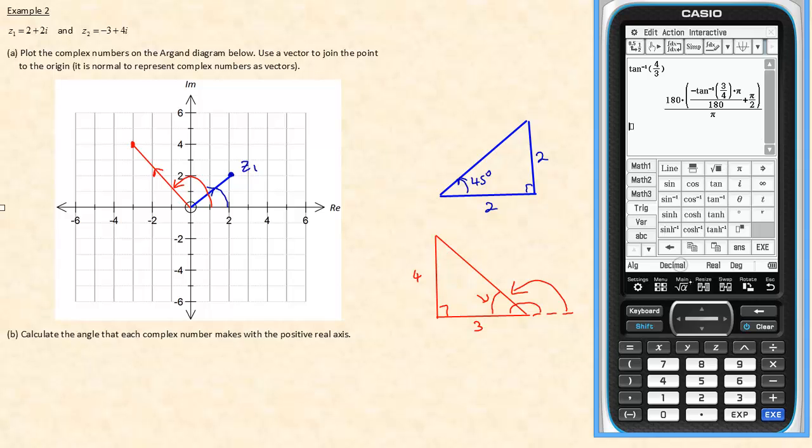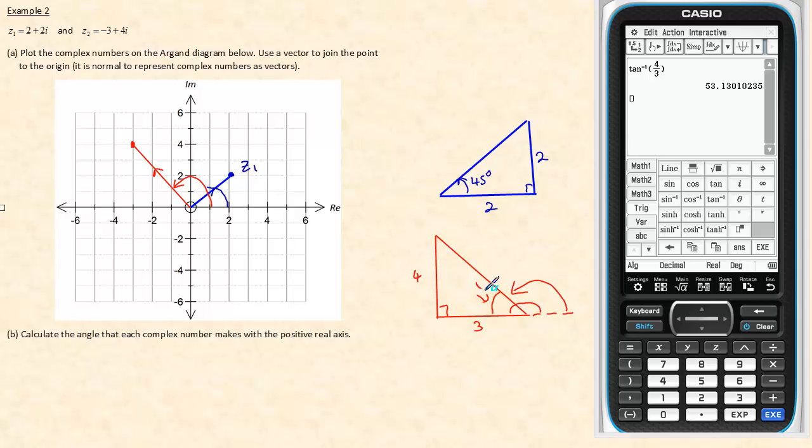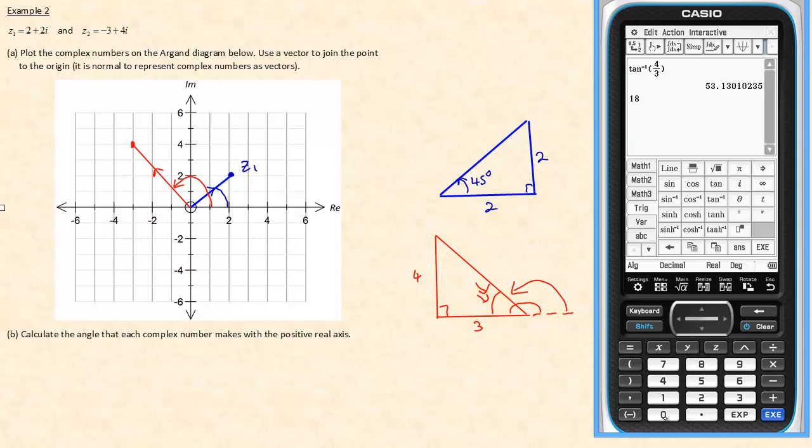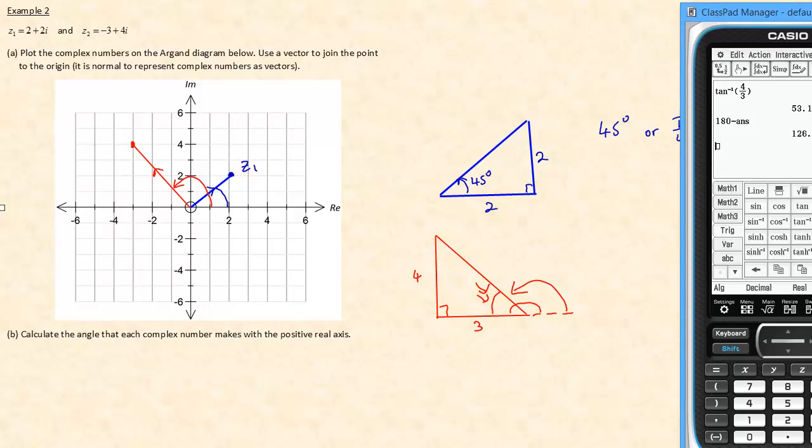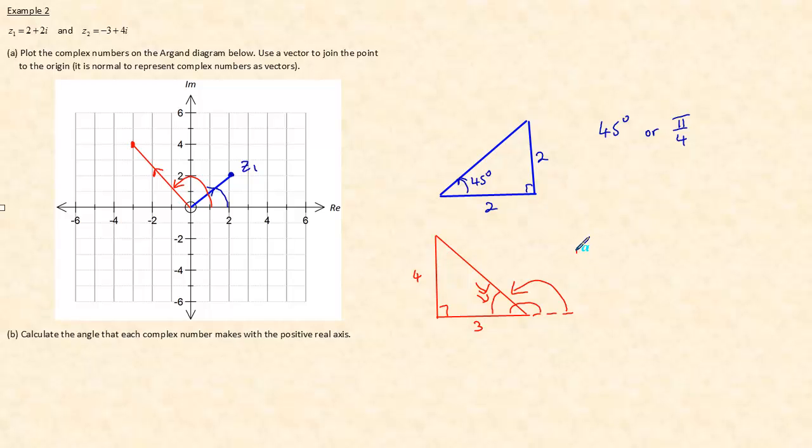That's because I'm in standard. Let's go back and put it in decimal. And there we go, that's 53.13 just here. So if we do 180, take away that last answer, that gives me 126.9 degrees, we'll call that. So 126.9 degrees.